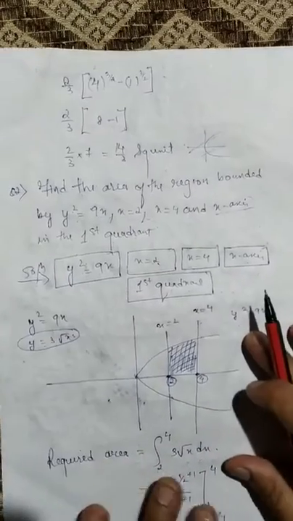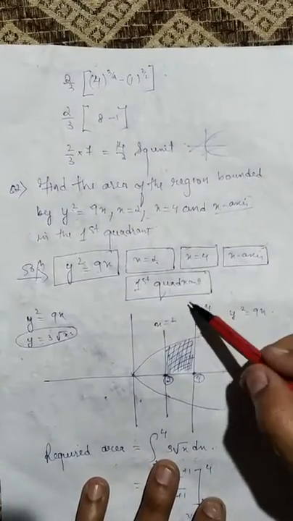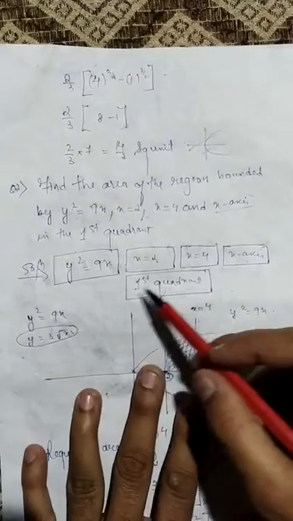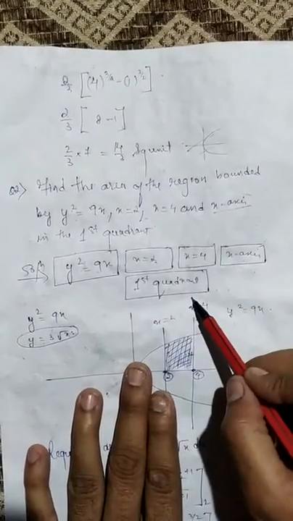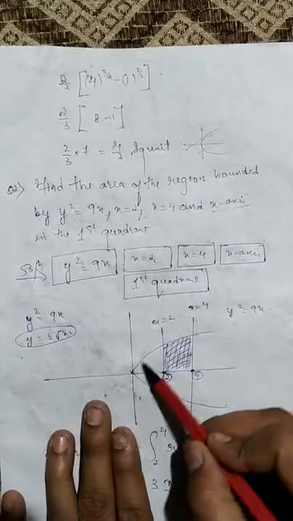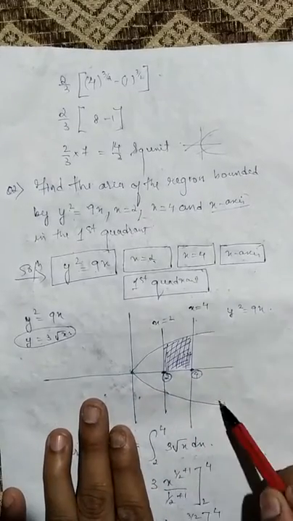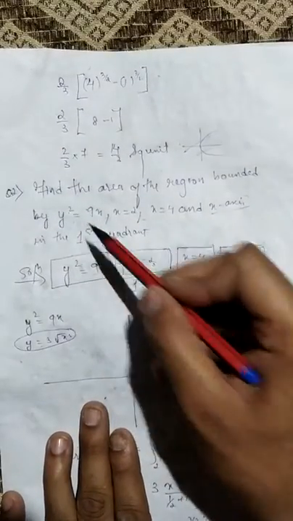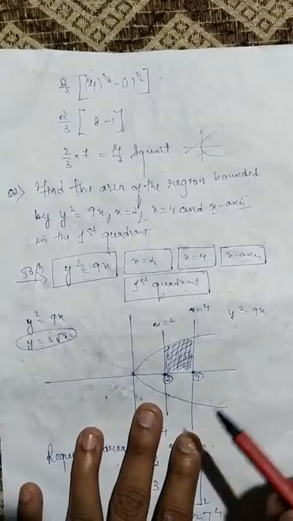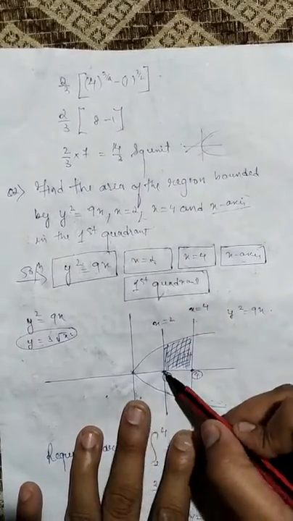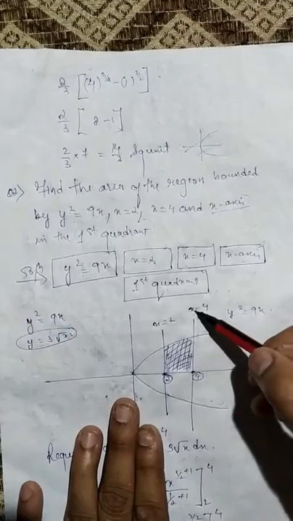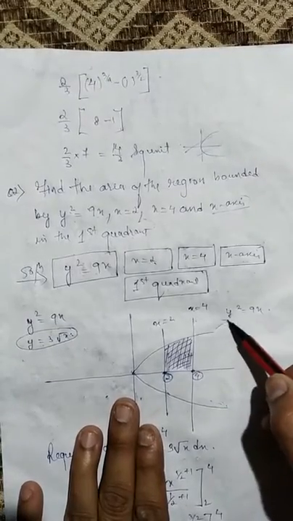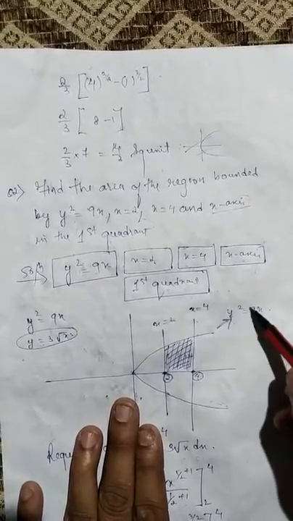Now see here. These are the key points which I have written. Now you know the parabola looks something like this, because of x square, it looks something like this. Next, you have x equal to 2. See, this is your 2, you draw a line. x equal to 4, you draw a line. Remember, this is your parabola diagram, y square equal to 9x.